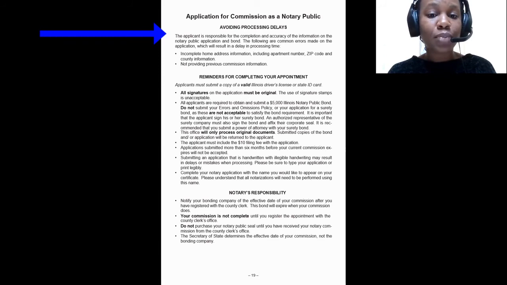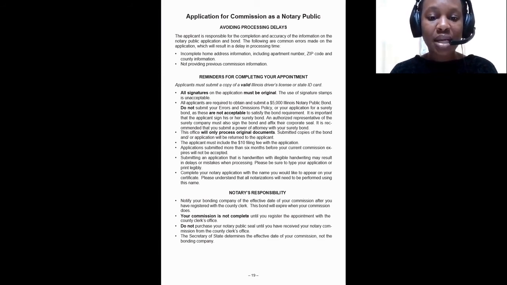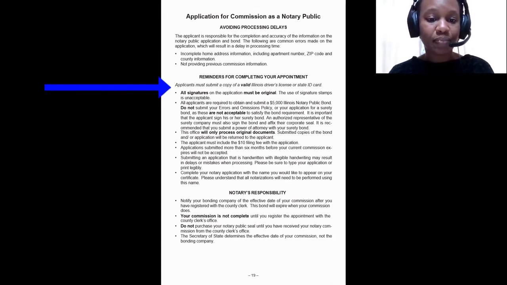Also, not providing previous commission information. These are the reminders for completing your appointment. Applicants must submit a copy of a valid driver's license or state ID.